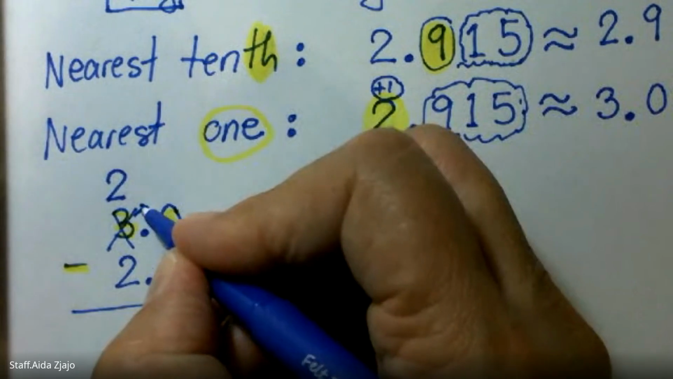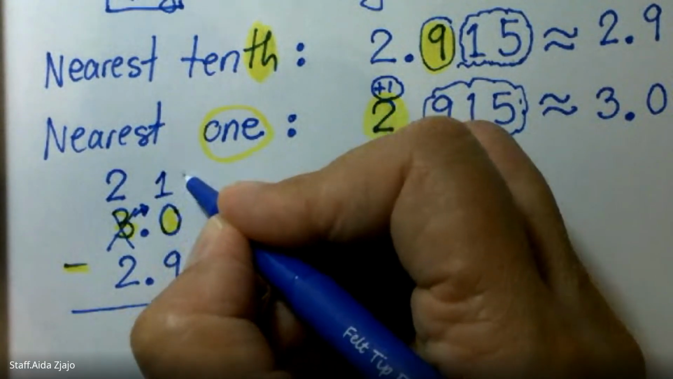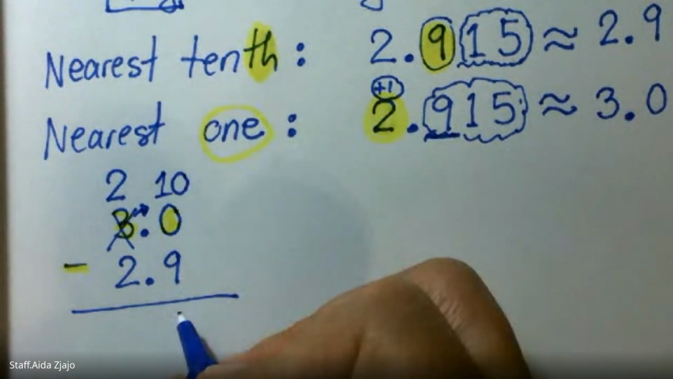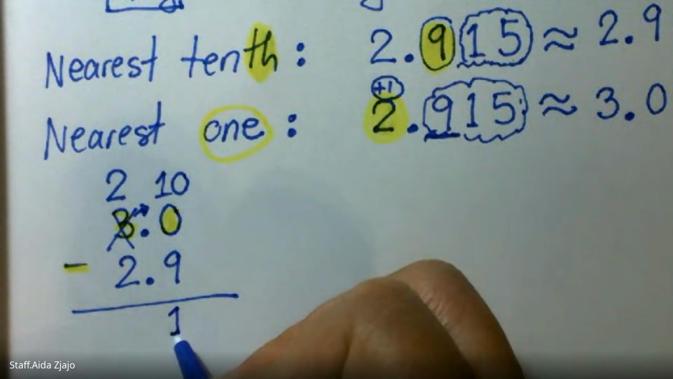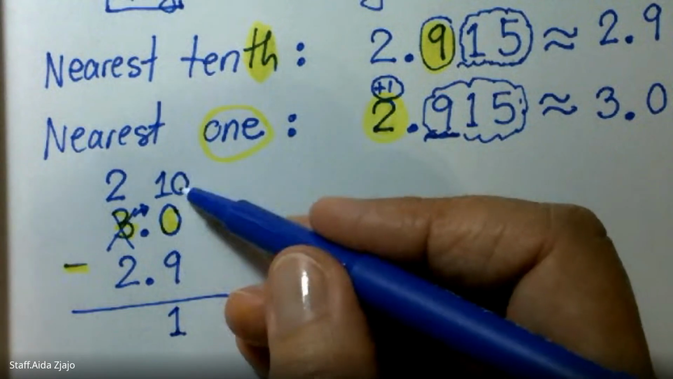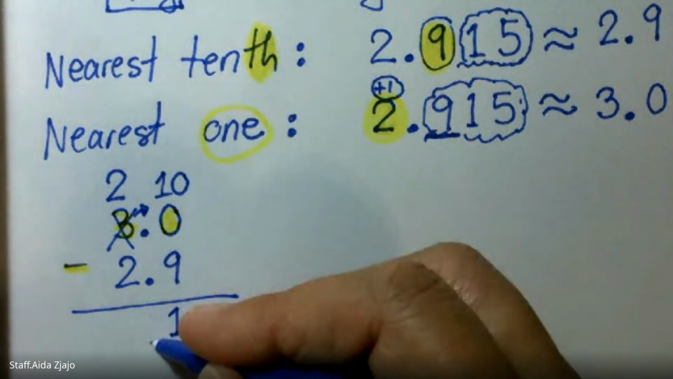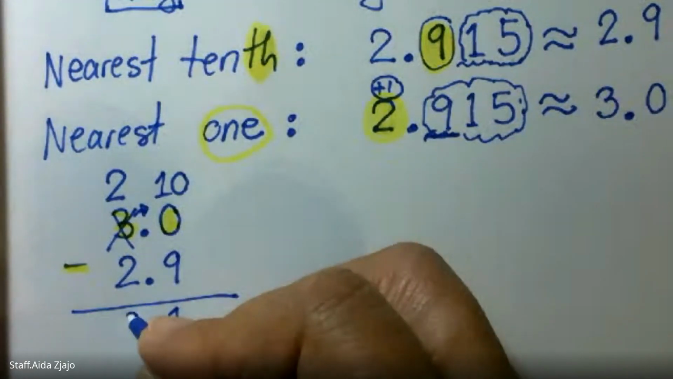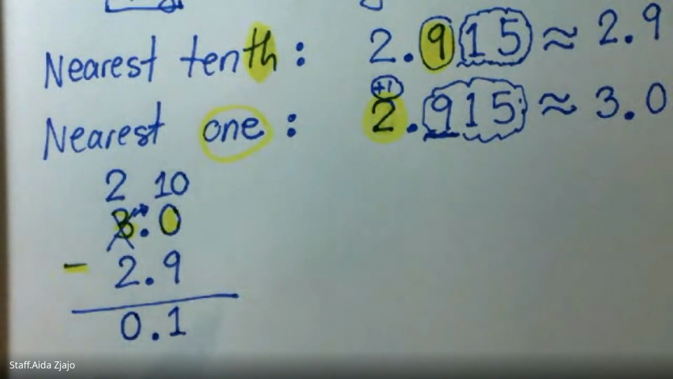One whole is going to give you 10 tenths. So now 10 tenths minus 9 tenths is 1 tenth. You can give me 9 tenths if you have 10 tenths, and the 2 wholes remain. So the difference between those two numbers is only 1 tenth.